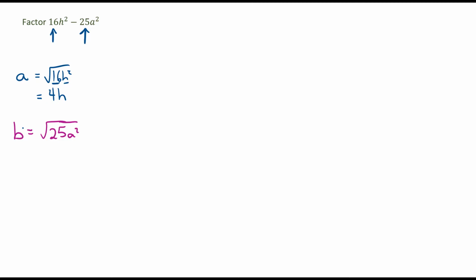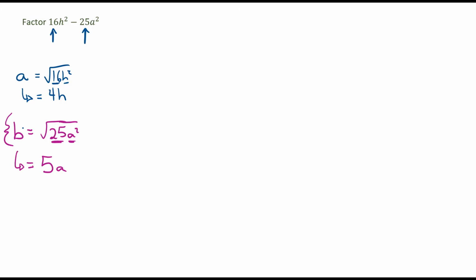Now, for the purposes of our pattern, this negative does not attach itself to the 25 down here. That negative is just kind of clueing us in, hey, it's a difference of squares. A difference. All right, so back to 25a squared, the square root of it. What number times itself is 25a squared? 5a. The square root of 25, the square root of a squared. So I have that a is equal to 4h and b is equal to 5a.